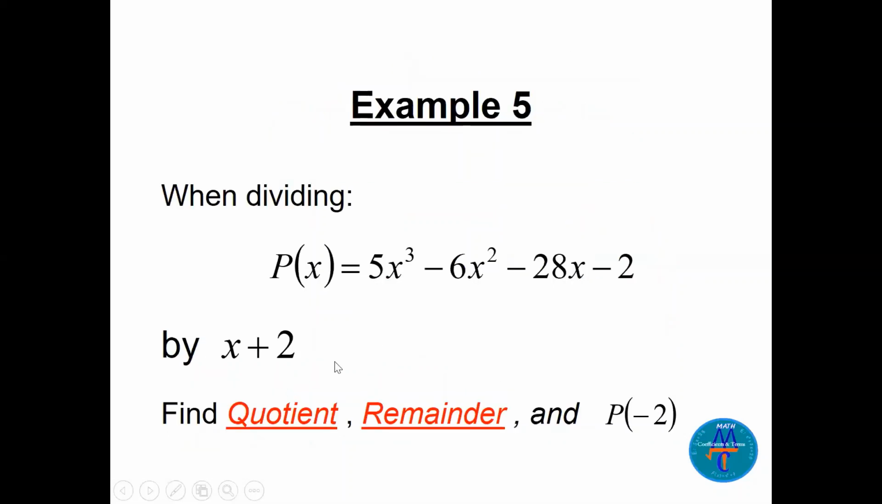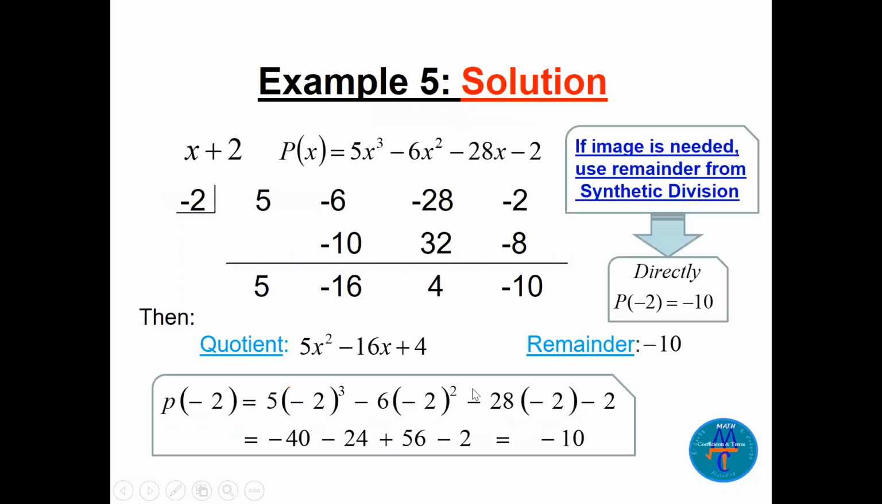Now, when dividing this, let's find the quotient and the remainder, and also let's find p of minus 2. I will add one more question here. See, I will divide x cubed minus 6x squared minus 28x minus 2 by x plus 2. I need to find the quotient and the remainder, and also p of minus 2. You know, this is the image, p of minus 2. The function is p, so minus 2, I can replace it in the x. And I will show you also what else you can do. So let's divide here. Put the coefficients as usual, 5, minus 6, minus 28, minus 2.